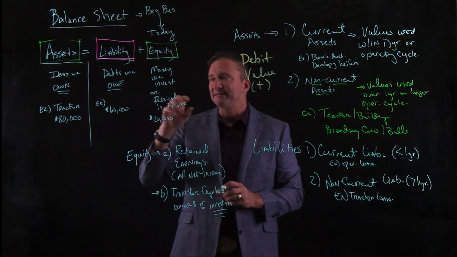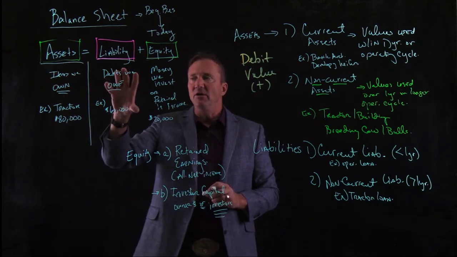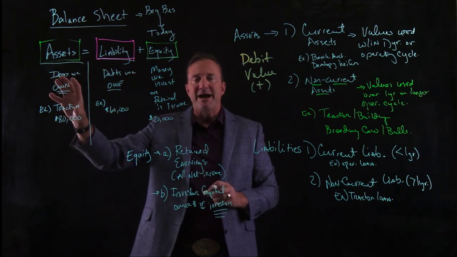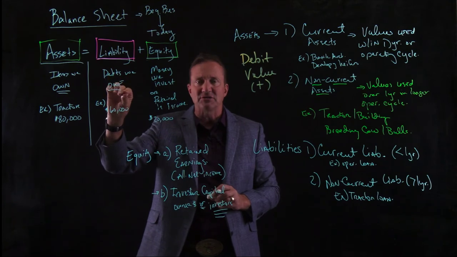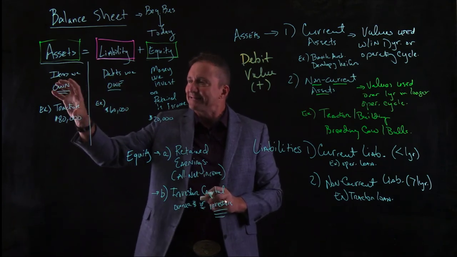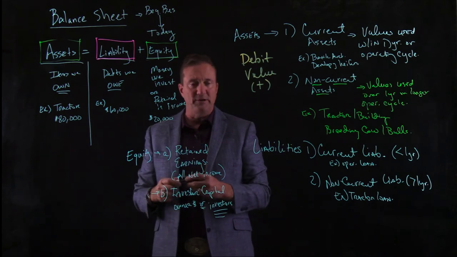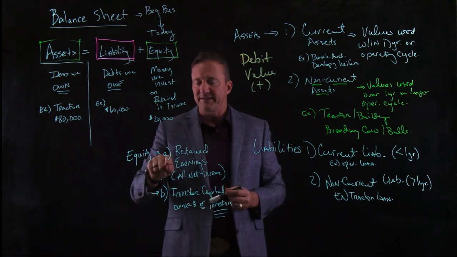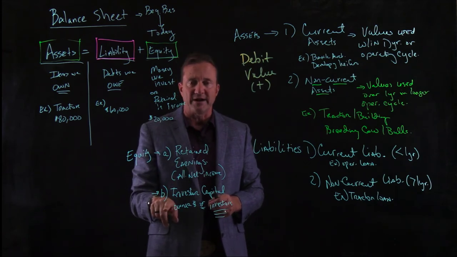So the goal is that you may acquire some assets and you have a loan, so they balance each other. However, over time, you want to take that money and pay that loan down so it gets smaller. And at the same time, we want our assets to grow. Well, how do you do that? Well, you do it pretty easy. You either make money, that's retained earnings, or you may have to get the money from somewhere else.